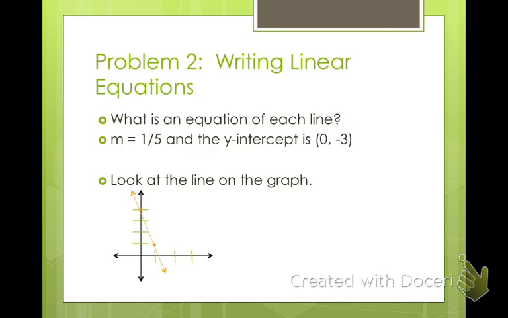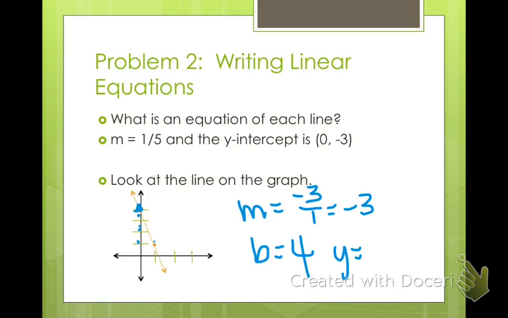Okay, what about this one? If we look at the graph, we need to find our slope and our y-intercept. So the easy one is the y-intercept. Where does it cross the y-axis? Right there at 1, 2, 3, 4. And our slope, we go down 3 over 1. So our slope is negative 3. So our equation is y equals negative 3x plus 4. And that's the equation of that line.